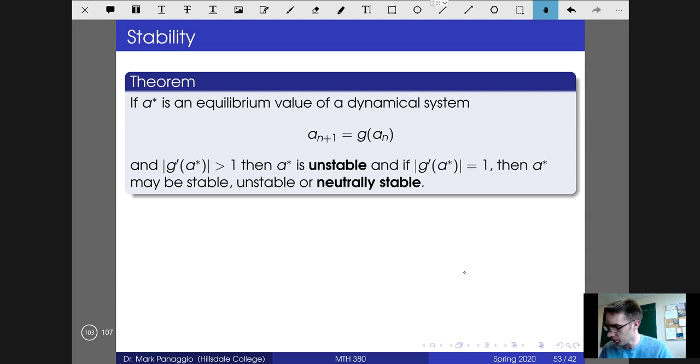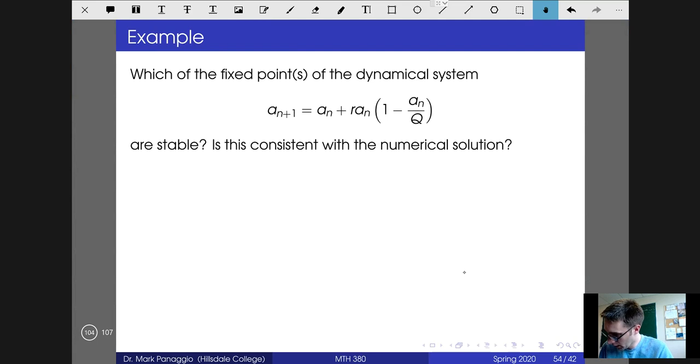All right, let's see if we can apply these theorems to our example of the logistic equation. So which of the fixed points of the dynamical system are stable? Well, recall we had two fixed points. We had a star equals 0 and a star equals q. All right, so that's our two fixed points. And so let's start with a star equals 0.